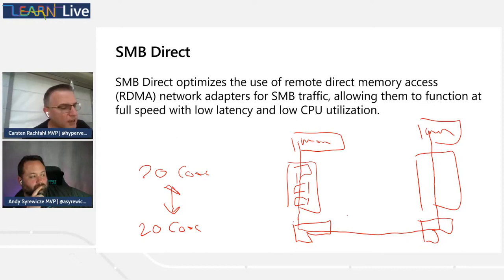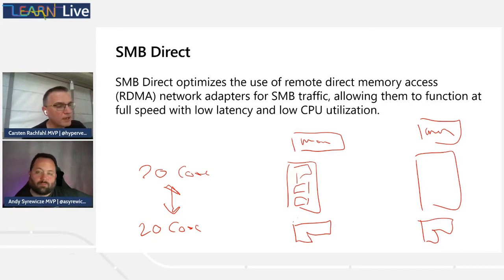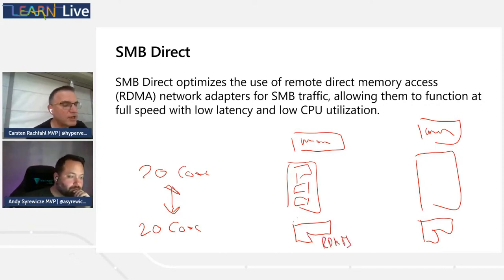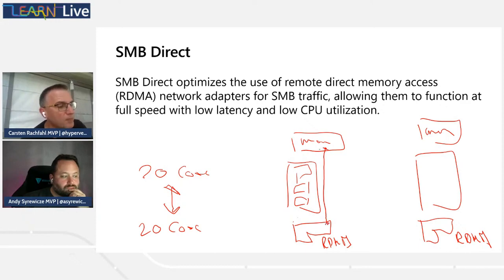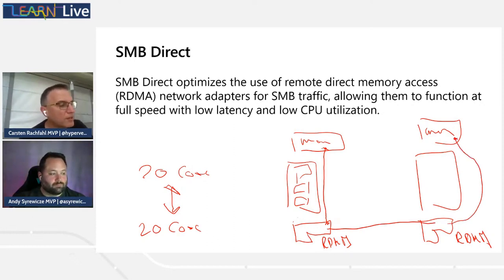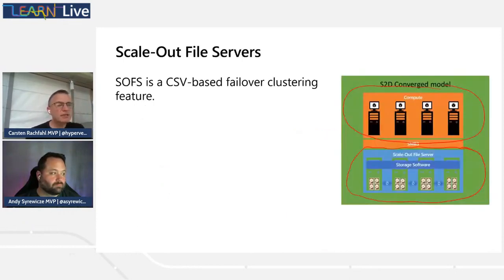So if we have RDMA enabled cards, and SMB Direct is SMB3 over RDMA. In essence, the network card uses DMA, direct memory access, to grab the data out of the memory, transfer it over to the other card and put it directly into the memory without going through the kernel and without using CPU. And that is something that Microsoft has implemented since Windows Server 2012. Other vendors are now adopting RDMA for their operating systems, but Microsoft has had it for 10 years and they are really good with it. So if you have the opportunity, leverage SMB Direct in your clusters.